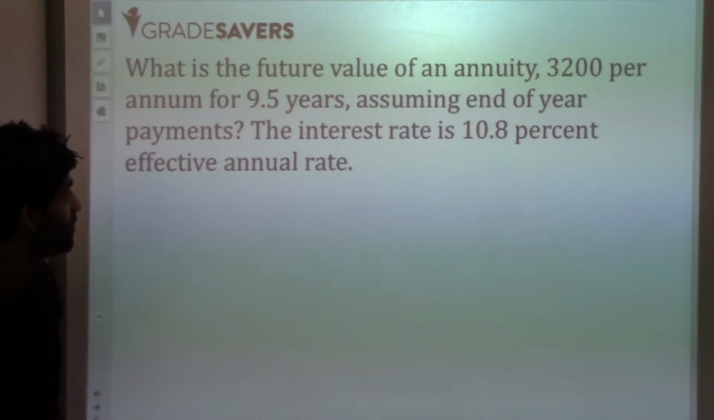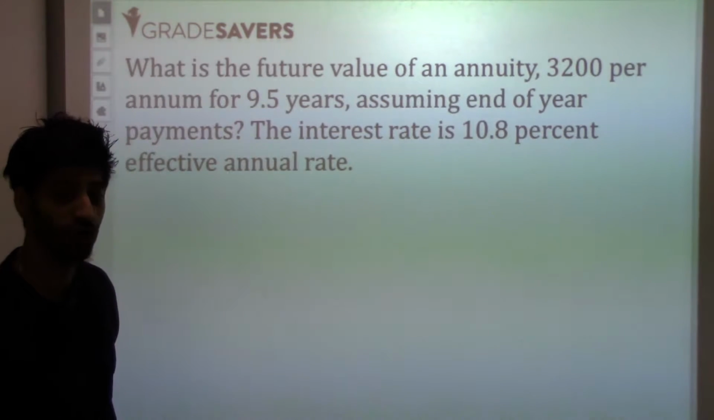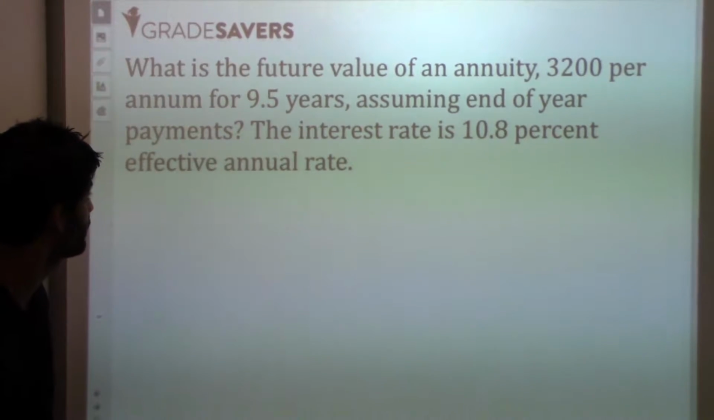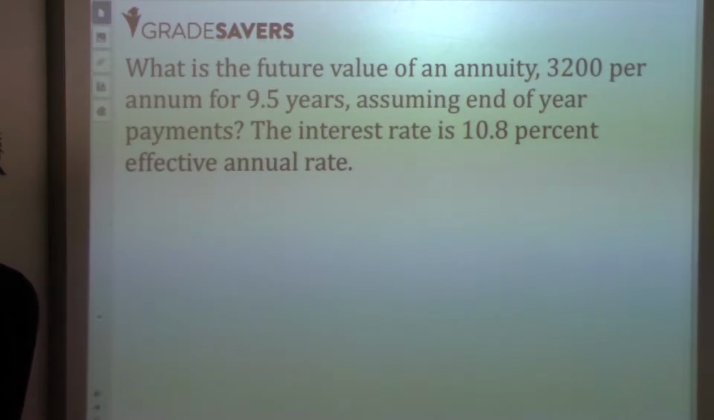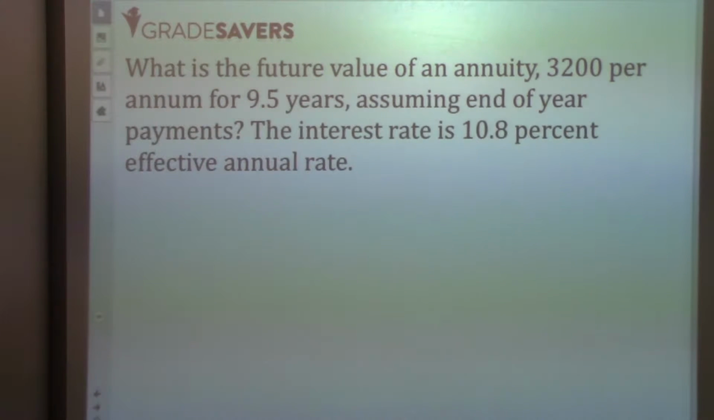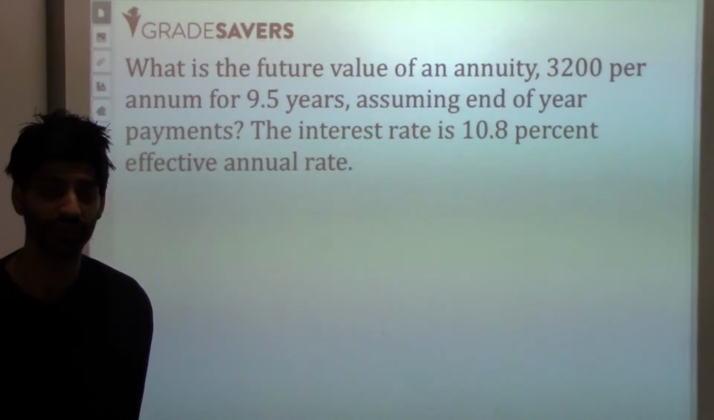So here it says, what is the future value of an annuity, $3,200 per annum, for 9.5 years, assuming end-of-year payments? The interest rate is 10.8%. It is an effective annual rate.